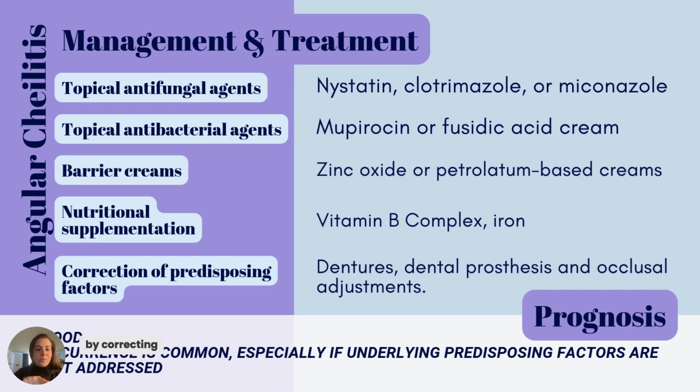Lastly, by correcting the predisposing factors, when we address vertical dimension loss, we can alter lip posture. Restorative treatments, such as dental prosthetics or occlusal adjustments, can also help to reduce this risk and promote healthier lips. The prognosis is usually good, especially if the underlying predisposing factors are addressed.